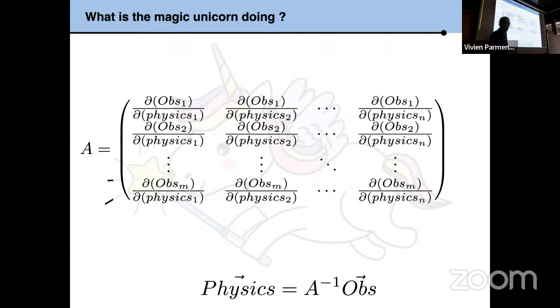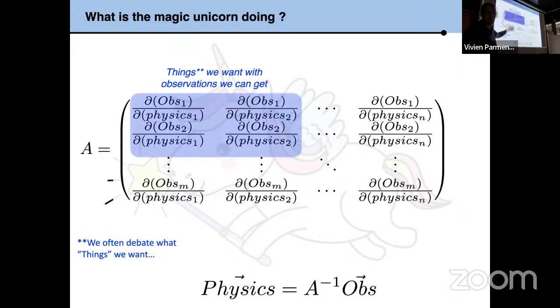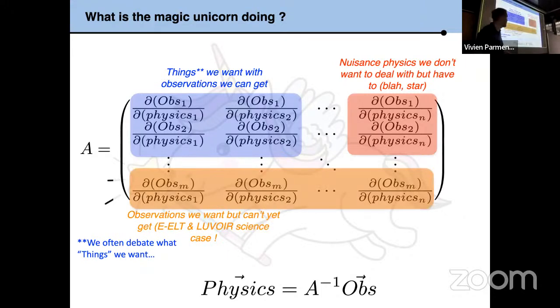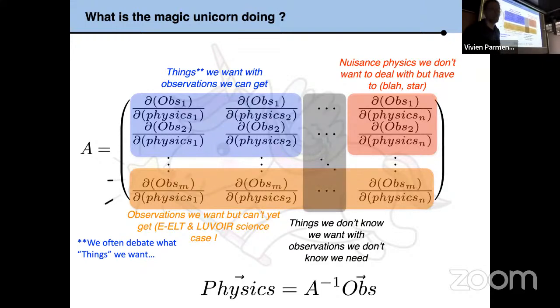This matrix, there are things we want with the observations we have, and we can debate what we want, obviously. We have nuisance physics, but we have to deal with it. And there is obviously all the observations we want, but we can't yet have. And the usual unknowns, the things we don't know we want with the observations we don't know we need. But the real point here is this equation: we have the observation, we want the physics, but we have to invert that matrix.